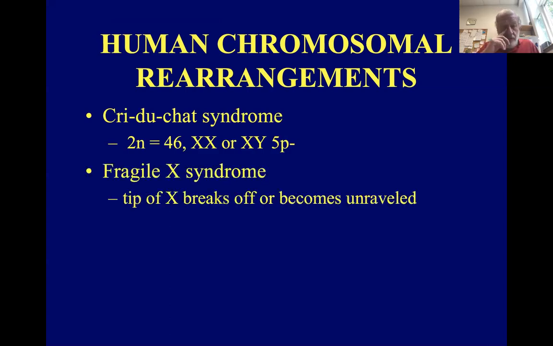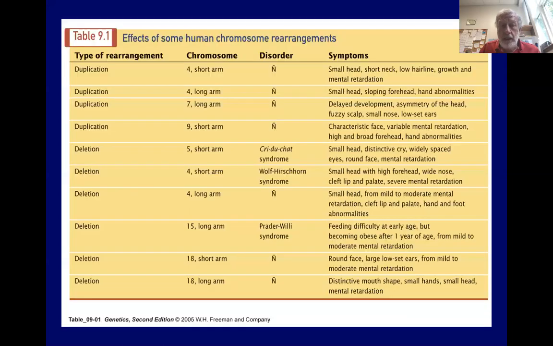Okay? Fragile X syndrome, this is when the tip of the X chromosome breaks off or becomes unraveled. So we'll discuss these two. And this is a table from an older version of your textbook, from chapter 9, excuse me. The more common syndromes actually have names like Cri-du-Chat, Wolff-Hirschhorn, Prader-Willi. The other ones, where the syndromes don't have a name, means they're really quite rare, but many affect the phenotype of the head and face and also cause severe mental retardation.